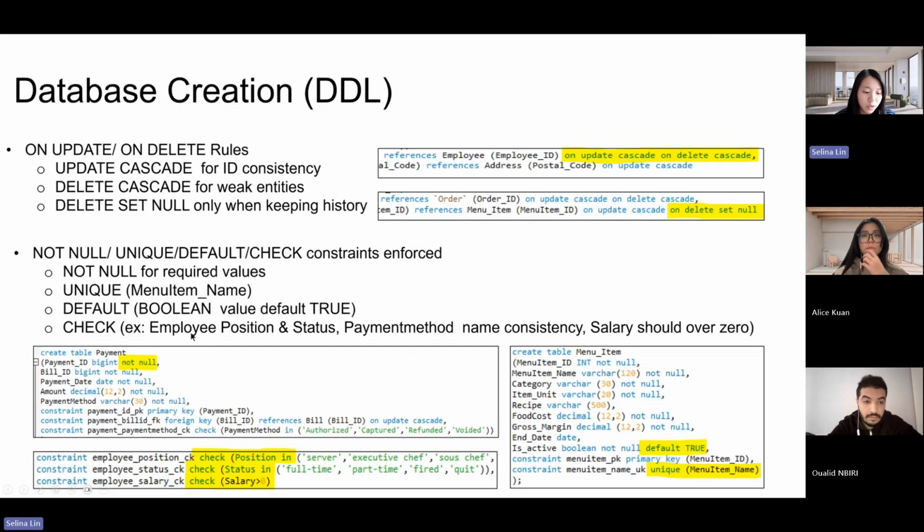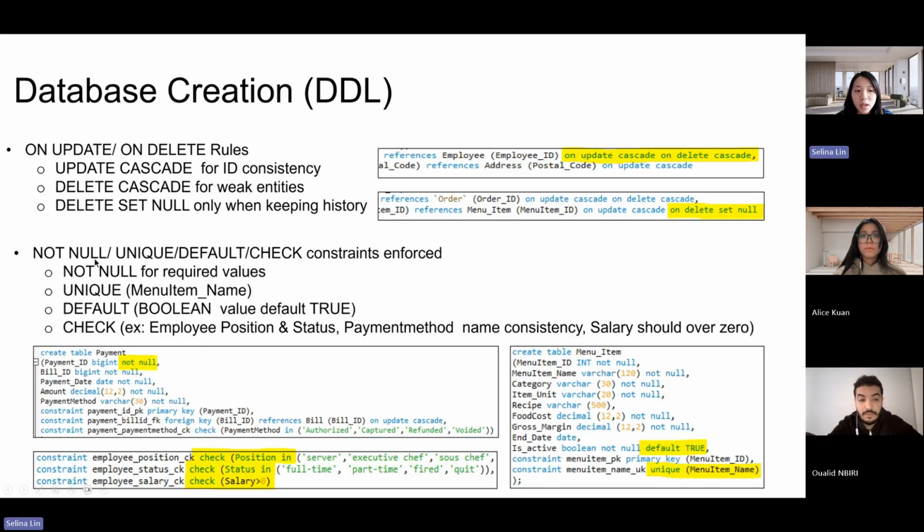Next, we use referential integrity rules, for example, ON UPDATE and ON DELETE rules. ON UPDATE CASCADE for ID consistency and ON DELETE CASCADE for weak entities. And ON DELETE SET NULL when we want to keep our history data.